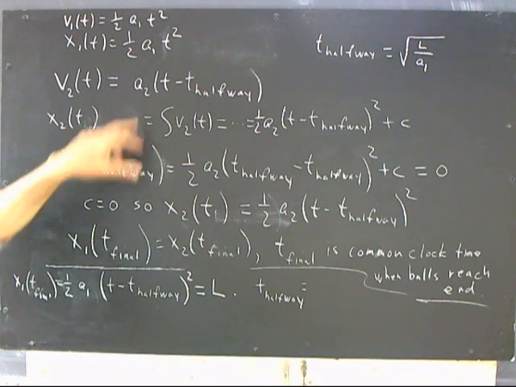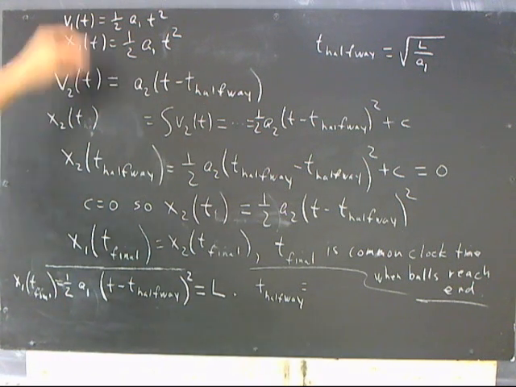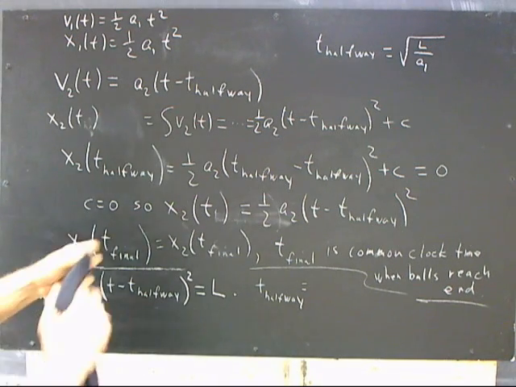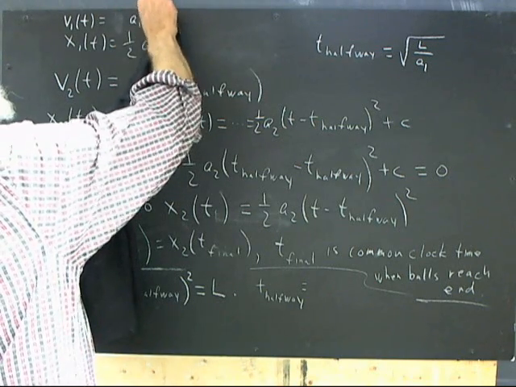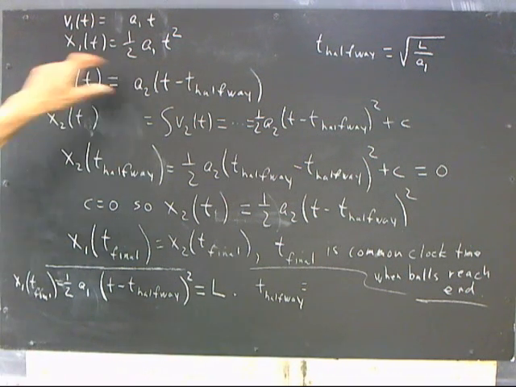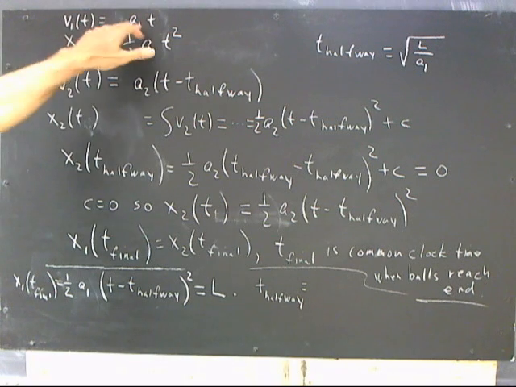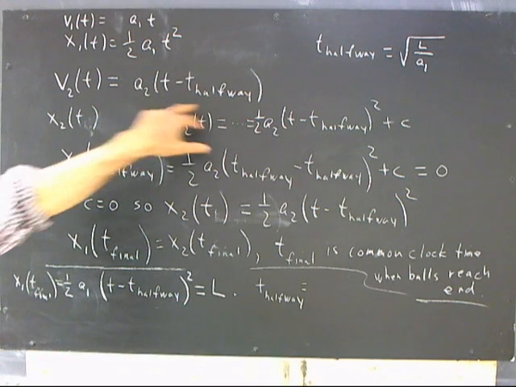The v2 of t is a2 times t minus t halfway. Okay, v1 of t is a1t, not 1/2 a1t squared. That's your x1 of t. So again, v1 is a1t, x1 is 1/2 a1t squared. These are obtained by integrating a1 twice and applying the initial conditions: v1 of 0 equals 0, x1 of 0 equals 0. v2 of t is a2 times t minus t halfway. That's the result that we just got.